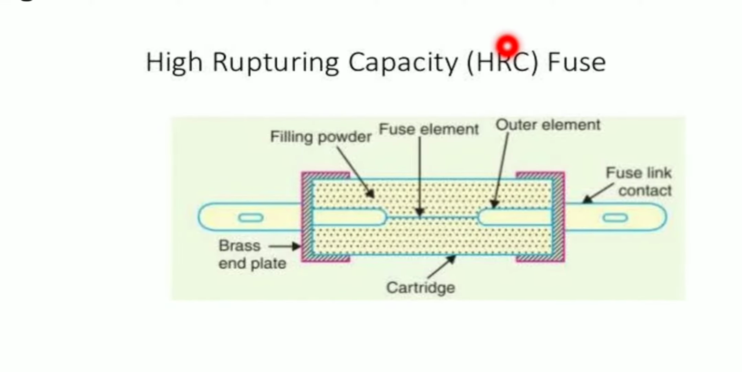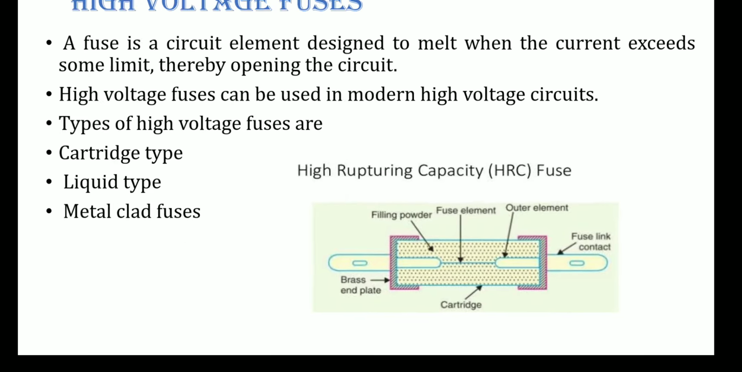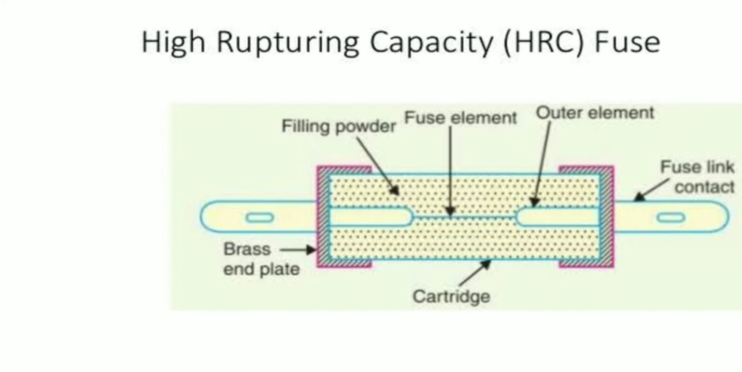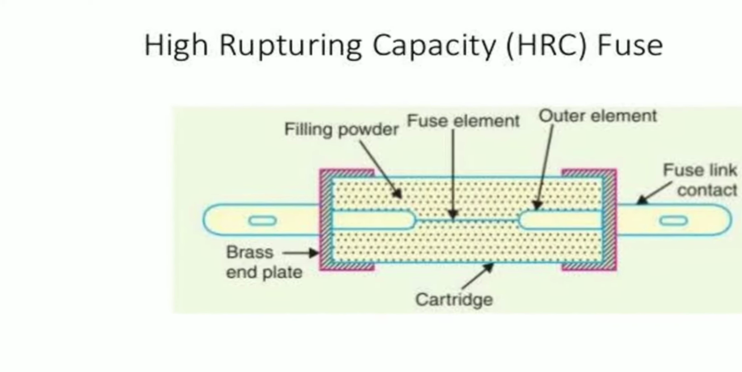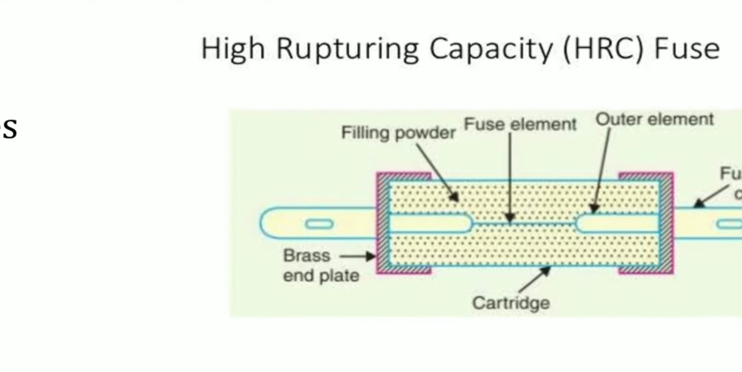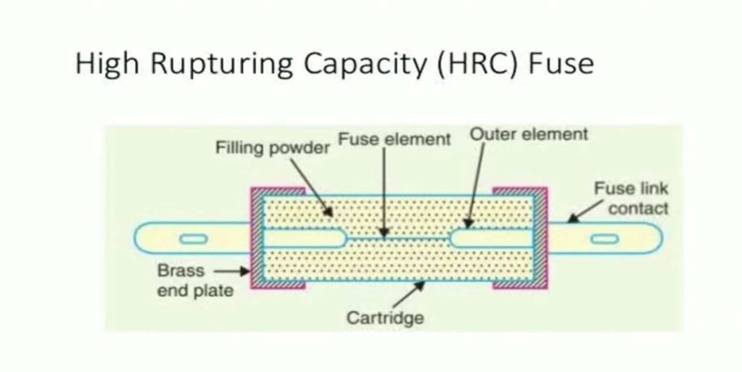So initially, what does cartridge mean? Cartridge is nothing but a fuse enclosed in a tube. The fuse wire is enclosed in a tube, cylindrical in shape, with contact points at each end. So this is one end and this is the other end. So that is the reason.